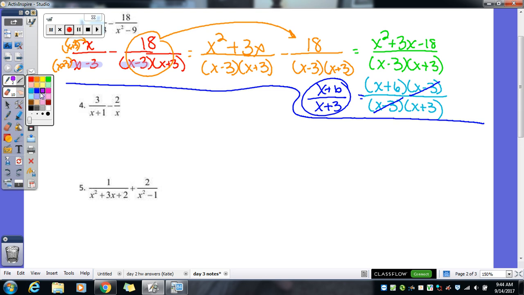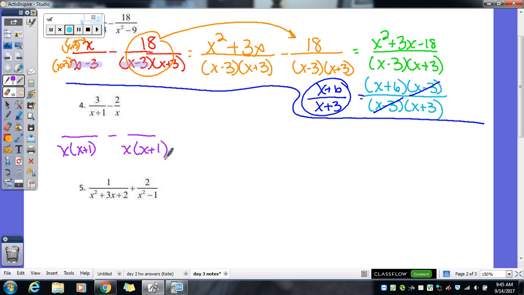Okay, let's take a look at our fourth one. We have a denominator of x plus 1. We have a denominator of x. You cannot just simply tell me add 1 to the second one to get you x plus 1 as the denominator. It doesn't work that way. To get a common denominator, what you would have to do for this case is multiply what you have together. So our common denominator would be x times x plus 1.